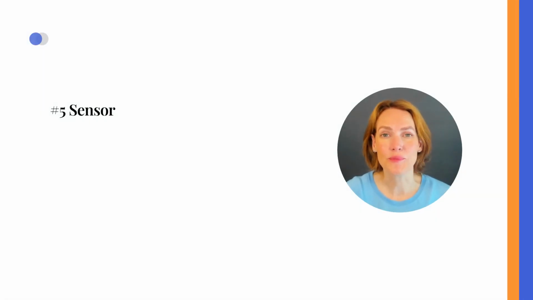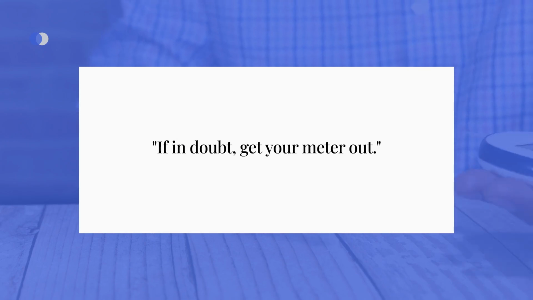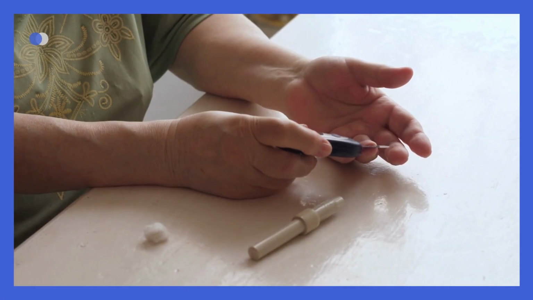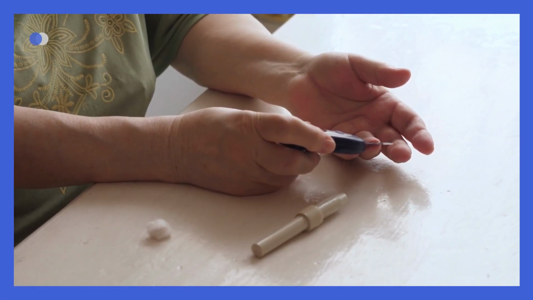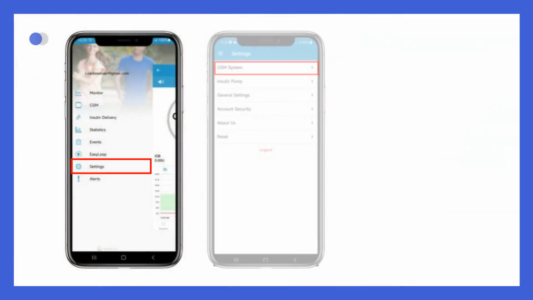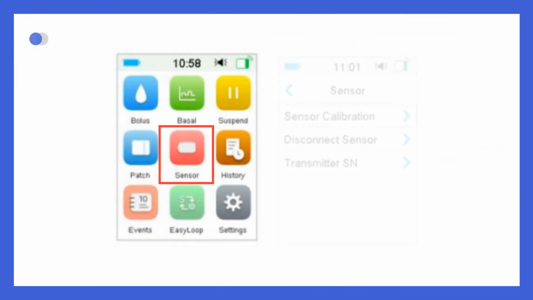5. Sensor. If there are doubts about the accuracy of sensor readings, especially if they don't match how the user is feeling, it's important to perform a confirmatory finger prick test. If there is a significant discrepancy, such as a difference greater than 20% between the sensor and finger prick values, even when glucose is stable and within the target range, calibration of the sensor may be necessary.